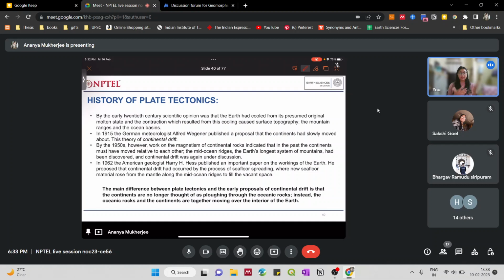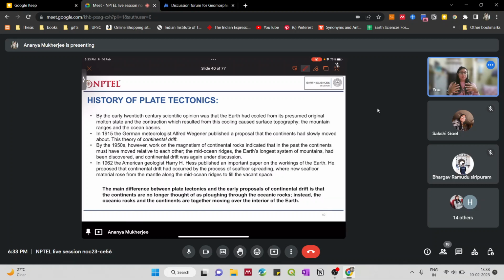If you remember, in the last session we spoke that the earth is approximately 4.6 billion years old. So when we say 4.6 billion years old, obviously we know that the present position of India is not where it was, say, a few million years ago. So how do the land masses move on the earth?